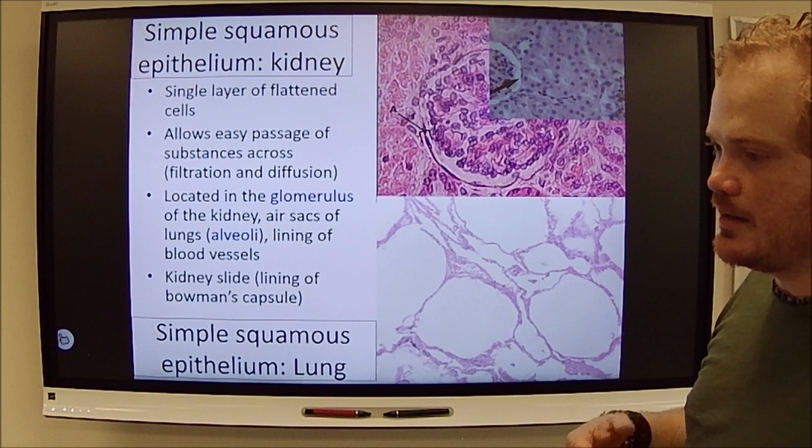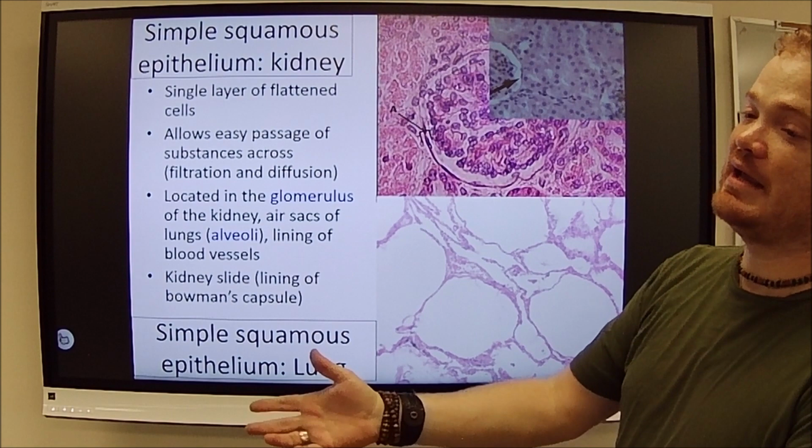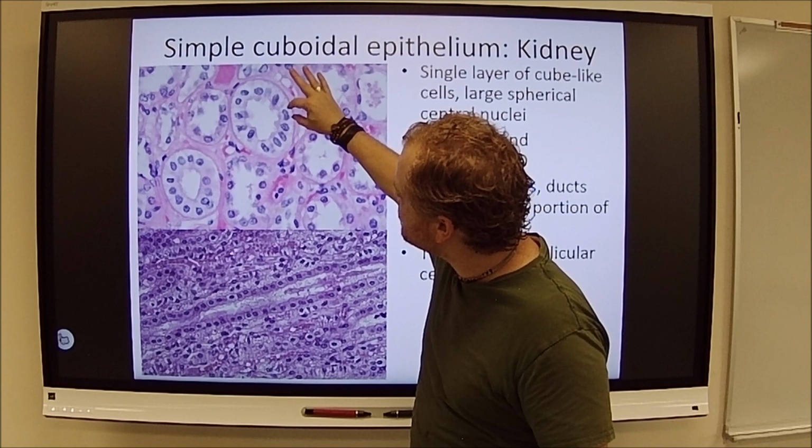Simple cuboidal epithelium in the kidney, great for secretion, great for absorption, whereas the simple squamous is primarily just like a major filtrative, like everything gets through simple squamous, whereas these are far more selective because the cells are thicker. And now look at these. They look square per se. I don't think that they do. What they have is these nice round nuclei and a cell kind of equidistant around it.